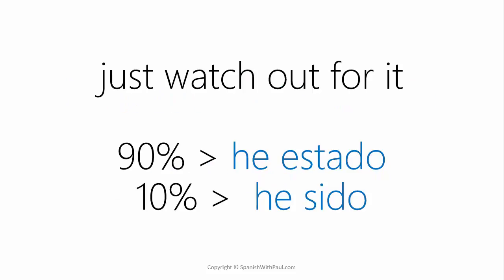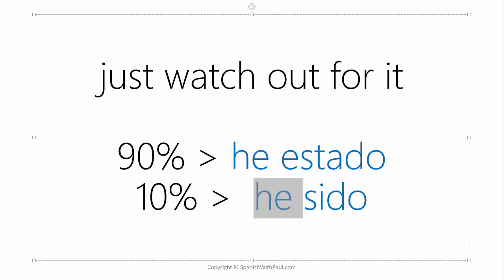90% of the time you'll use he estado, which is the good news. But every now and again you might get caught out. Just be aware that sometimes you will switch over to he sido or whatever it is for the ser side. On this estar side, we would have all these things like I've been happy, sick, tired, emotional, okay, moods and emotions. And then we also have the -ing, I've been traveling, I've been talking, I've been snorkeling, whatever it is. And also with location, I've been here, there, everywhere, right? He estado, that's all location, I've been.